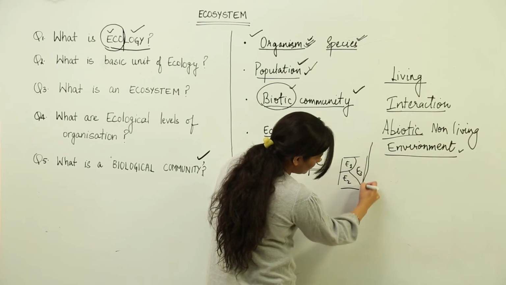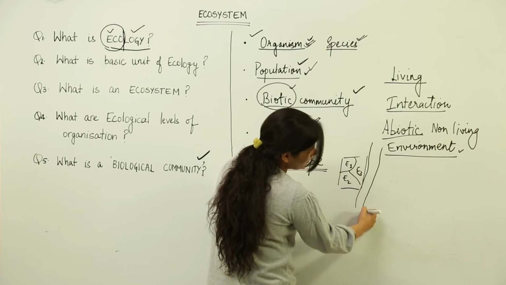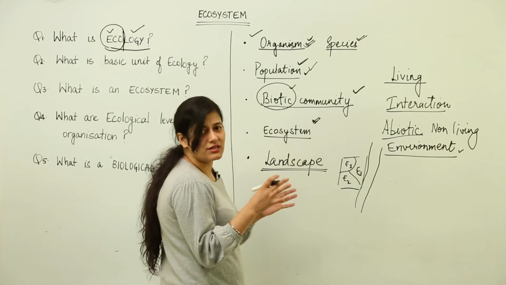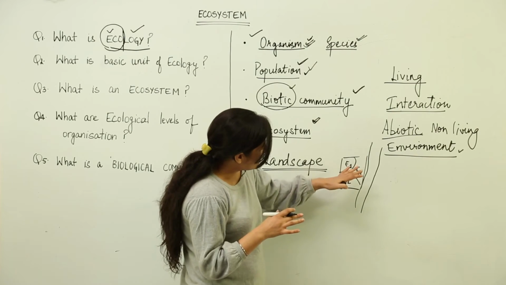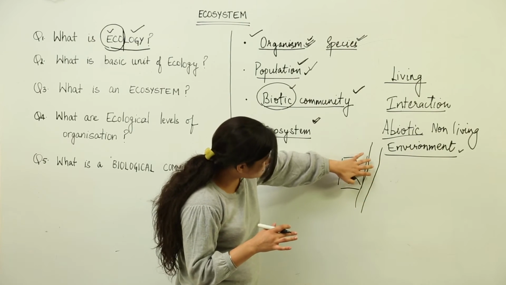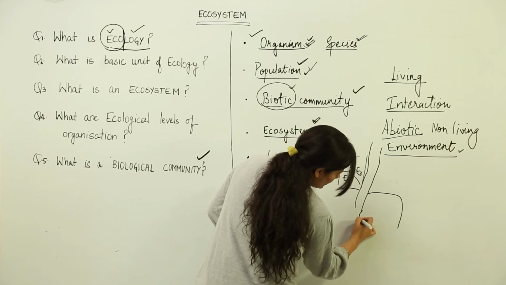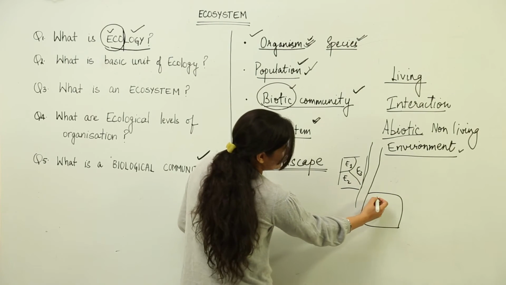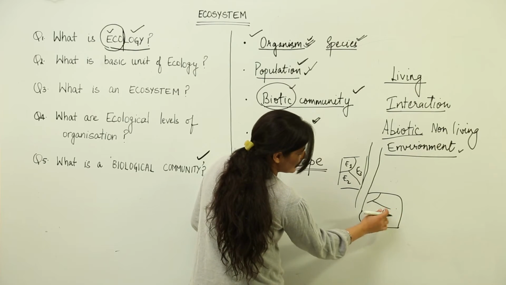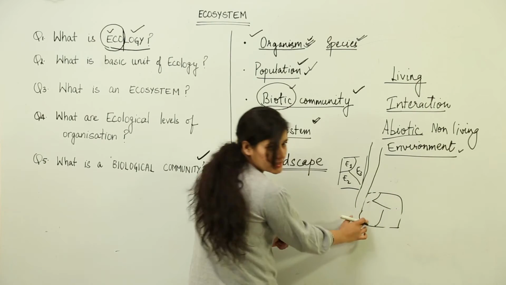Supposedly you have a river over here. This topic is somewhat like geography, but you are considering biological aspects as well. This is separated by a river, so this is one landscape that we are talking about. Another part of the river, on the other side of the river, has a few ecosystems which are again interacting amongst themselves. That would be a landscape.